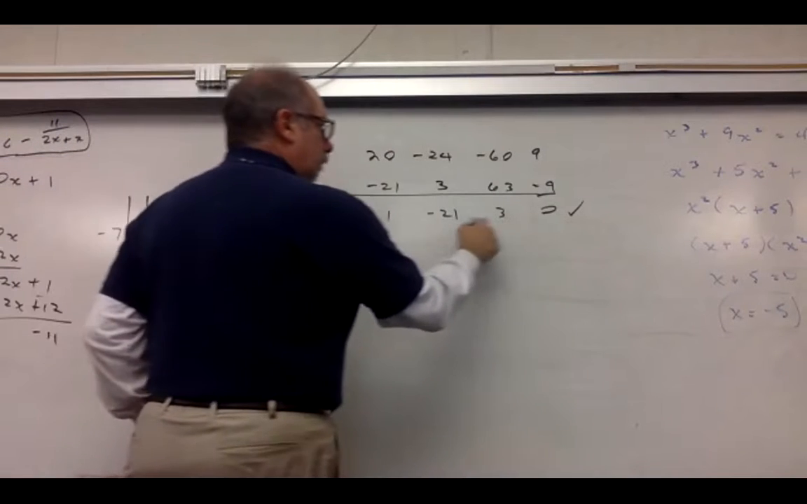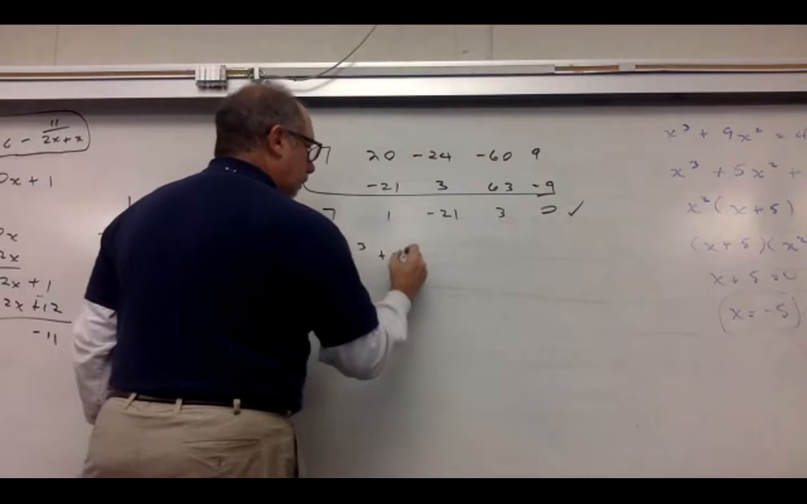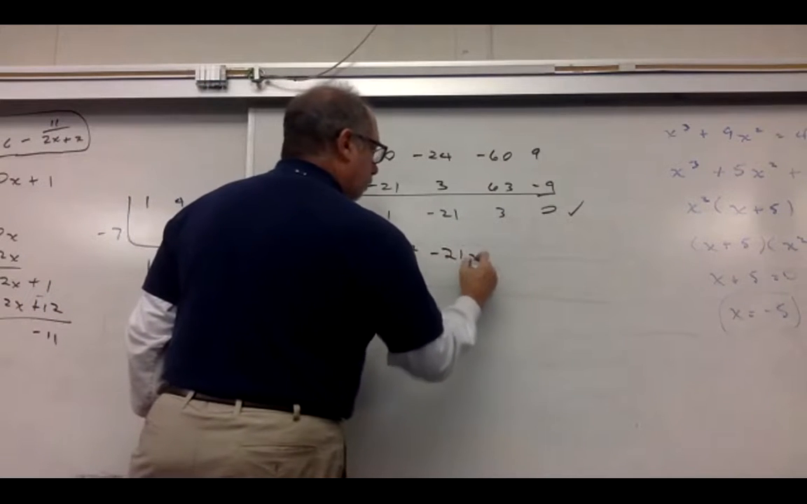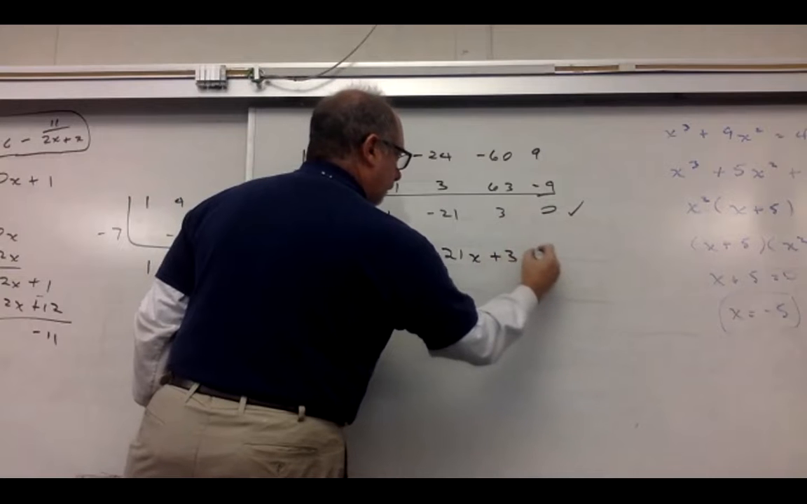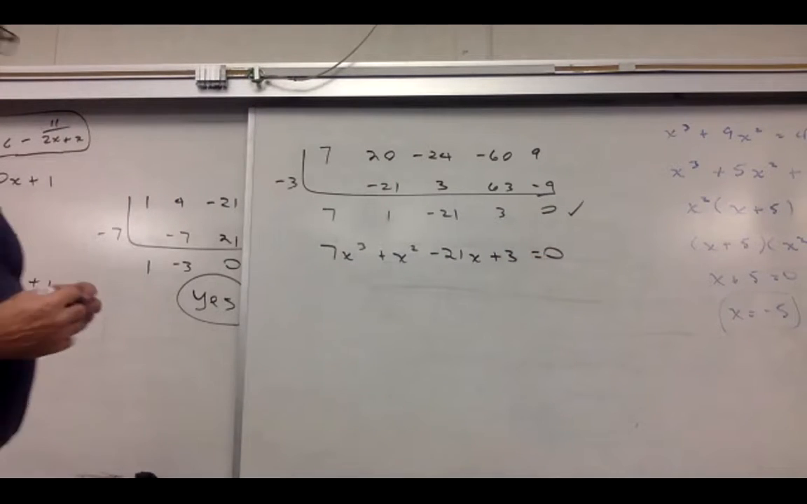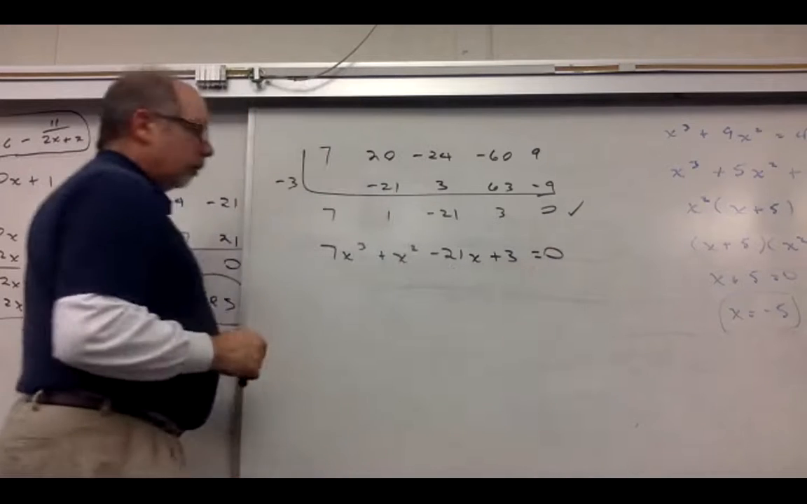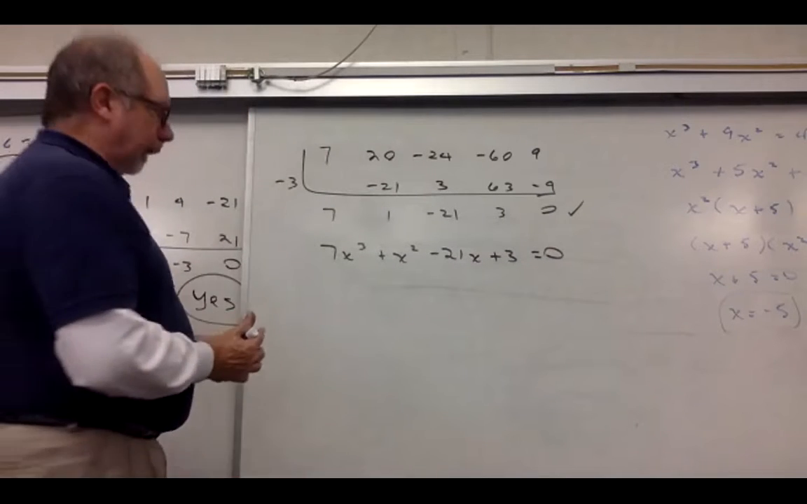And that gives me an equation of 1 less degree. So 7x cubed plus 1x squared minus 21x plus 3. And I'm looking to get some zeros out of this, so I get a factor. Once again, I have 4 terms, so I'm looking to factor by grouping.